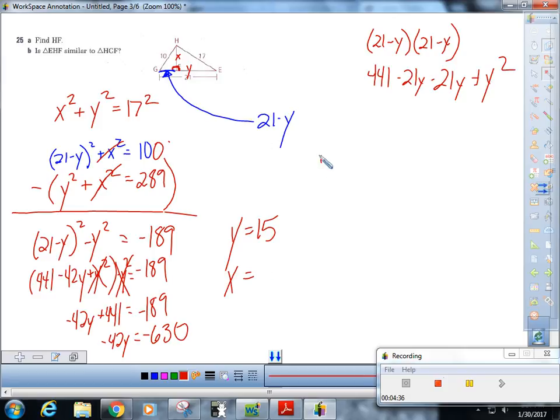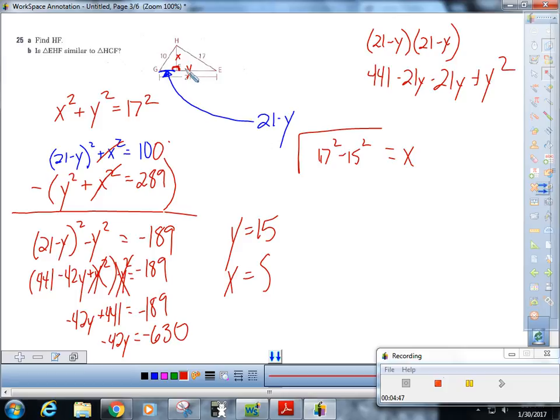So x is, well, 17 squared minus 15 squared, square rooted, is equal to x. What is that? 8. So that's a Pythagorean triple. I should have known. 8, 15, 17. So now it's asking, is triangle EHF similar to HGF?